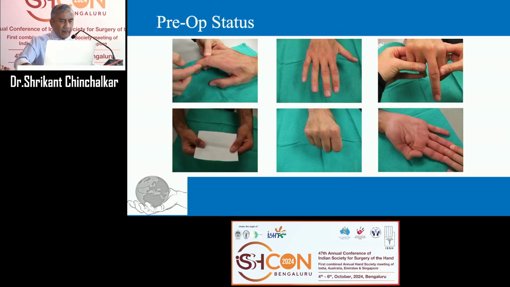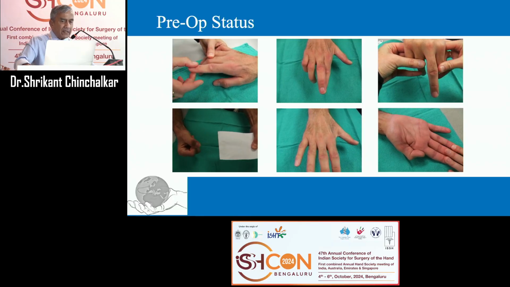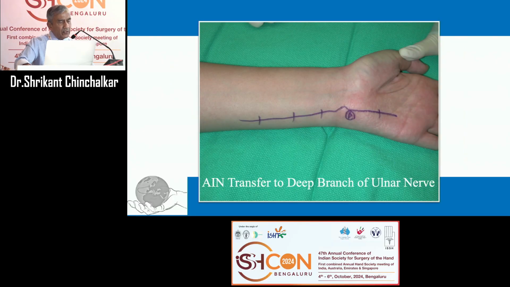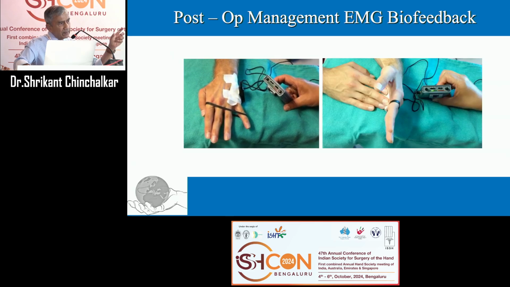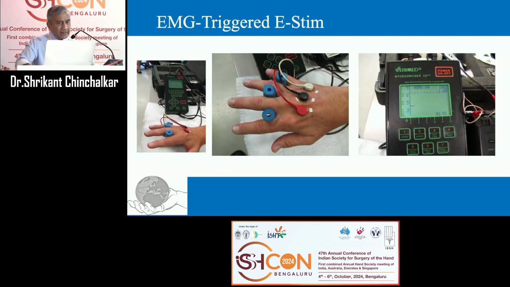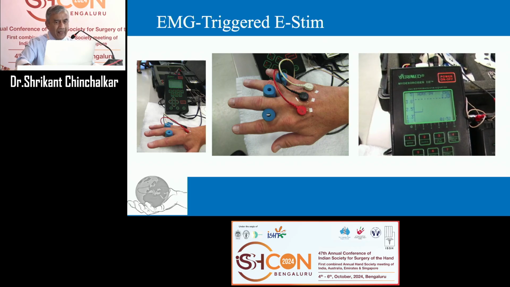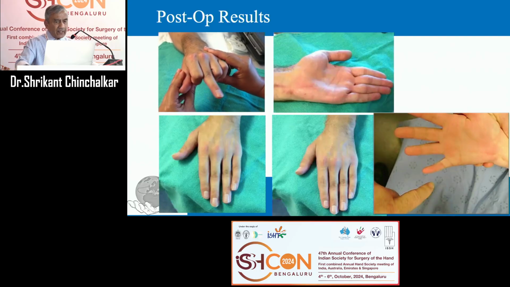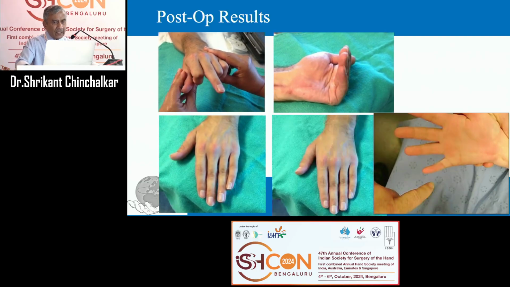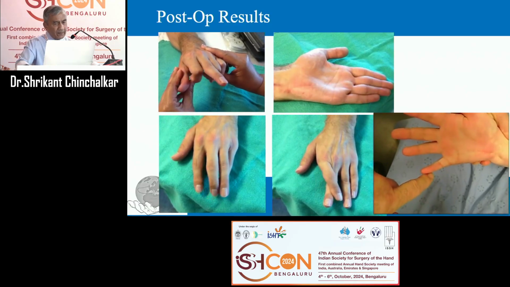So this is an ulnar nerve palsy. We know the test that we commonly do. So this is an AIN transfer to the deep branch of the ulnar nerve. We use the EMG devices, EMG biofeedback devices. Here we are using EMG triggered electrical stimulation. Unfortunately, you can't hear the sound. And here the function of the hand. As you can see, great motion post-operatively.